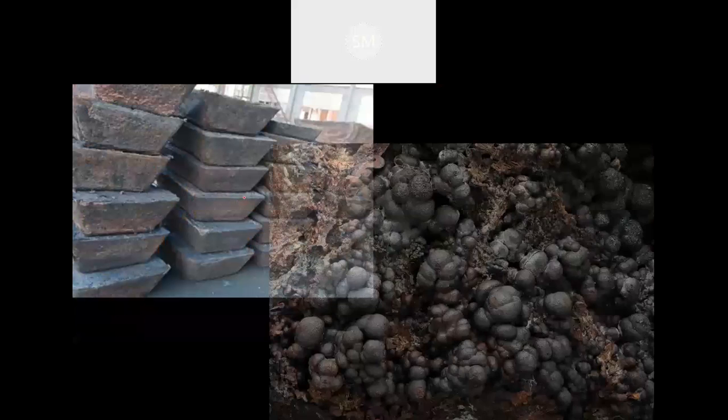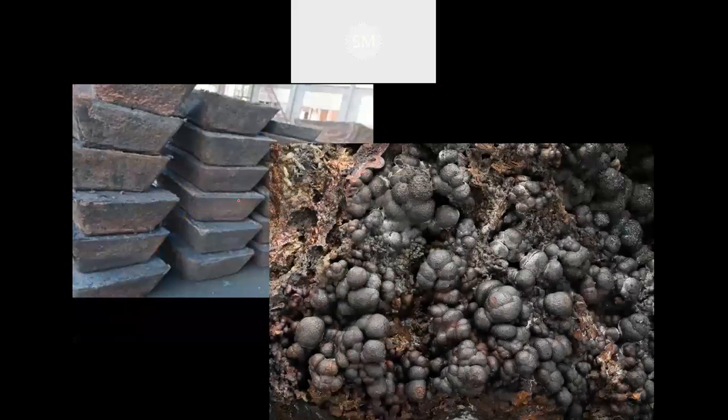If you have a closer look, this is the final close-up picture of that copper. You can see it looks like blisters, as if blisters are there on top of it. Because of that look only, it is called blister copper. These are called blister copper. That's because of the blisters which are formed.